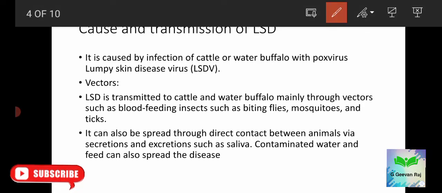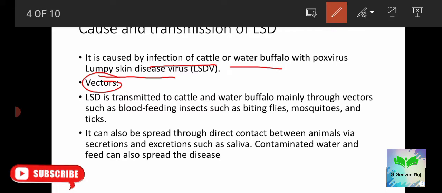Now, let us see what are the causes and method of transmission of lumpy skin disease. It is caused by infection of cattle or water buffalo with pox virus, lumpy skin disease virus. So, this is caused by the infection of cattle or water buffalo by the virus called pox virus, lumpy skin disease virus.